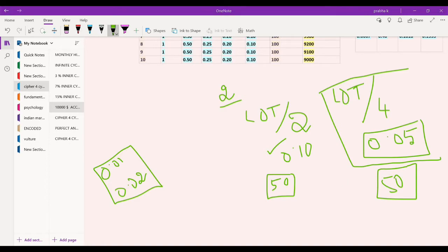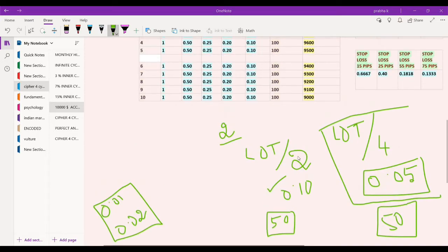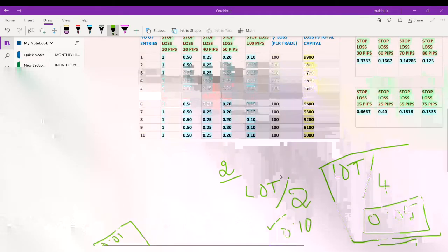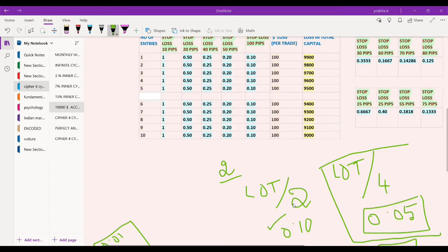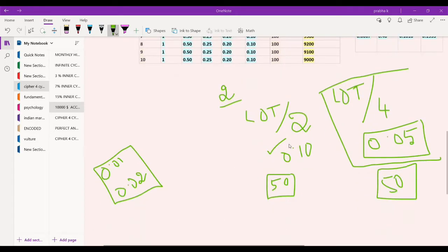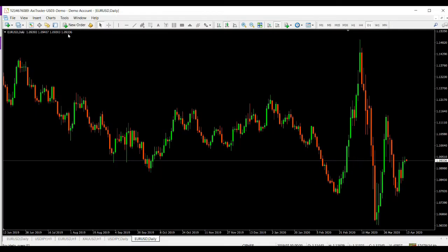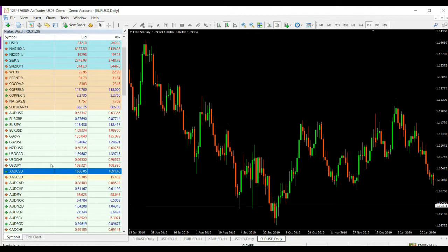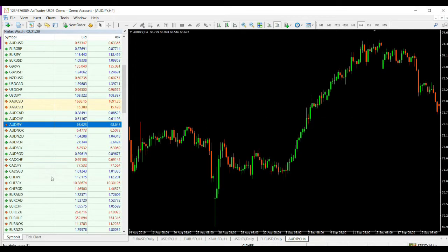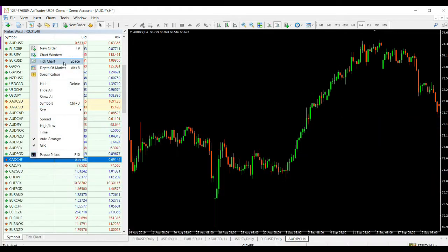Okay, I'm going to show you any two trades based on this. I mean any two pairs, I'm going to place the order just randomly, just to show how to calculate. Okay, it's an example. For a 50 pip stop loss, I'm going to take two trades because I'm planning to trade in two pairs. Okay, let's trade AUD JPY and CAD CHF.